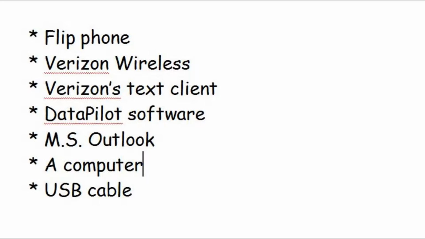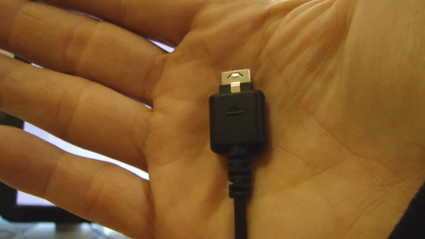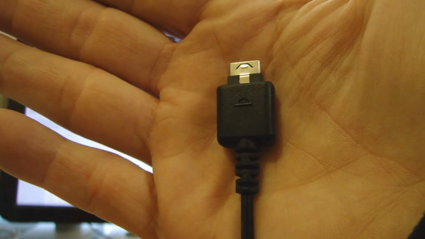Now you don't have to actually use Microsoft Outlook. You don't actually have to use that for anything. You just have to have it on your computer because you're going to use it as sort of a slave to create a file that you'll use to upload to the internet. And you'll need a PC, of course, and a USB cable to connect your phone to your PC. Your phone may use a more standard cable, but this is the cable my phone uses.